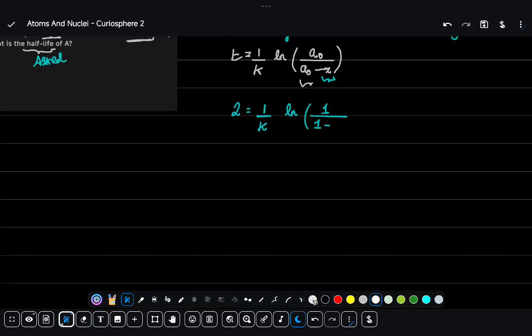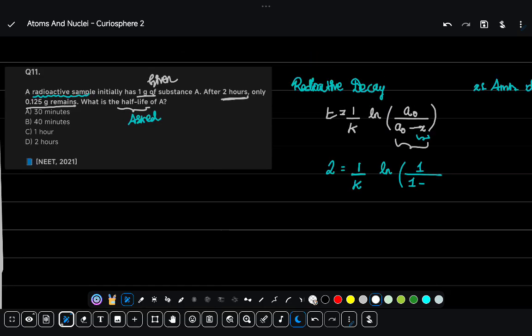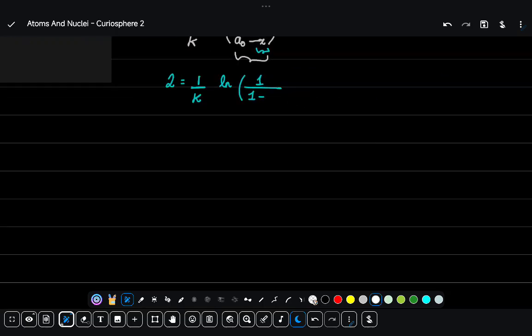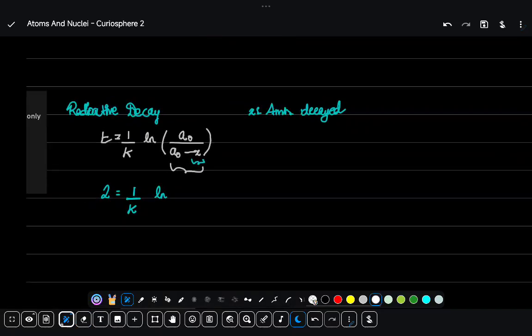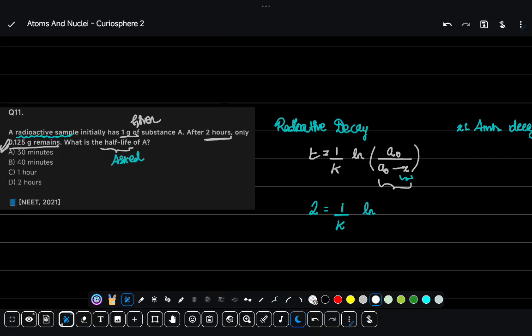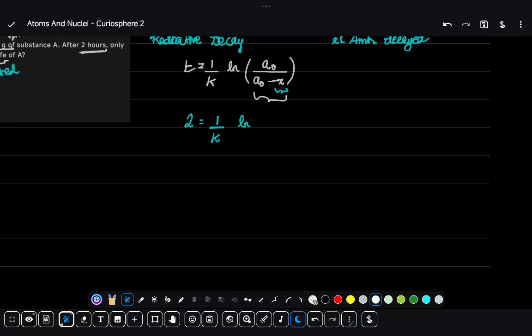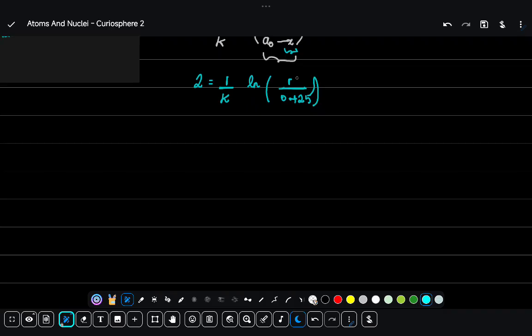Actually, you need not do all this. See, a naught minus x. x is how much it is decayed. So a naught minus x is how much is remaining. So you can directly substitute a naught minus x with 0.125. I hope you get it. And they have given the amount remaining as 0.125 grams, so we will write that here: 1 by 0.125. Okay, so if you cancel you will get 8, right?